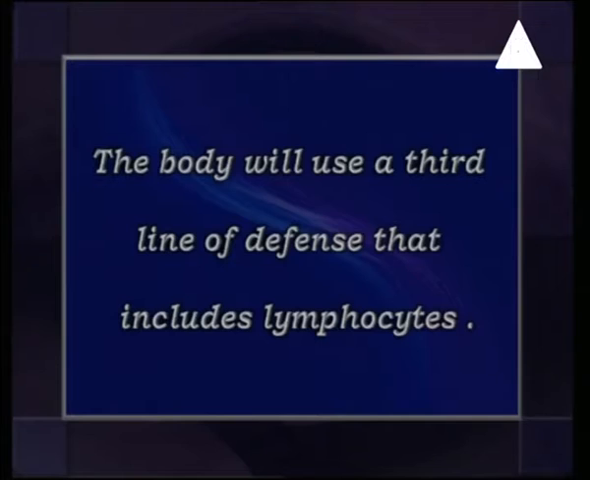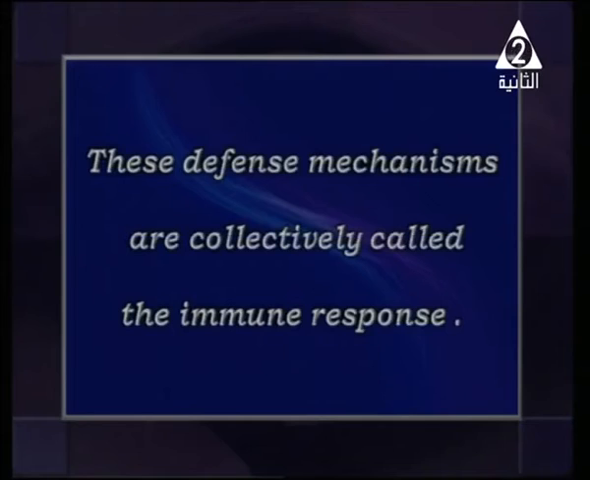The first line, if it fails, the second line works, such as inflammation, or as we studied right now, some substances make a lot of changes in the body at the second line. But if the first and second lines have already failed, what will happen? The third line will work. The body will use the third line of defense that includes lymphocytes. These defense mechanisms are collectively called the immune response.